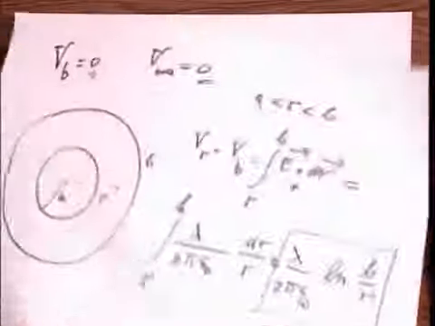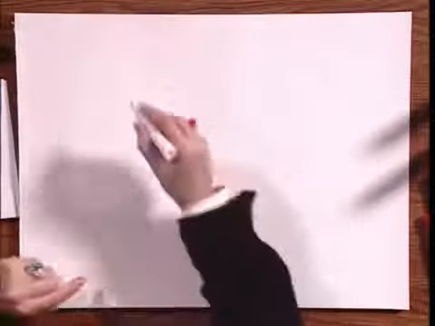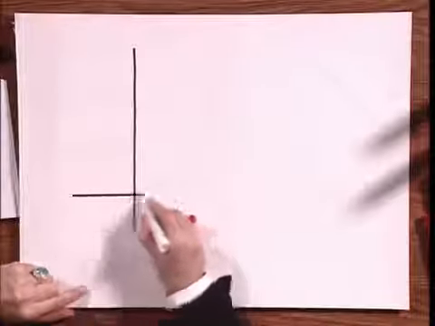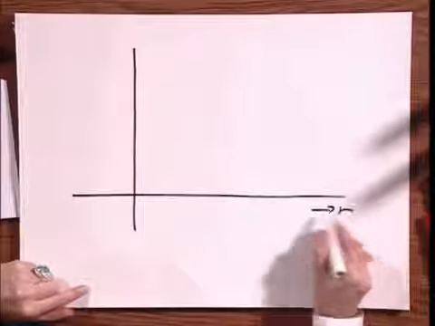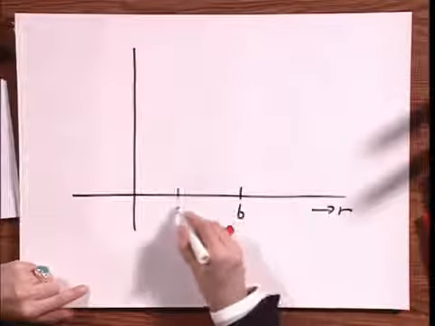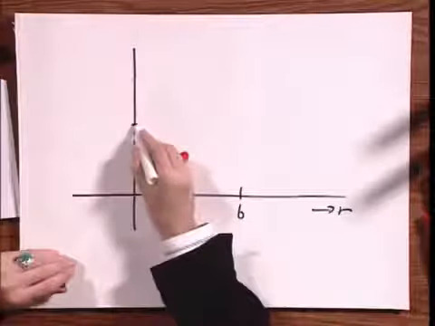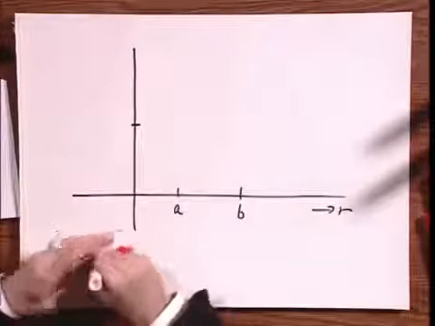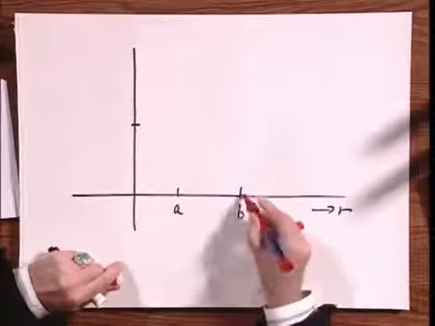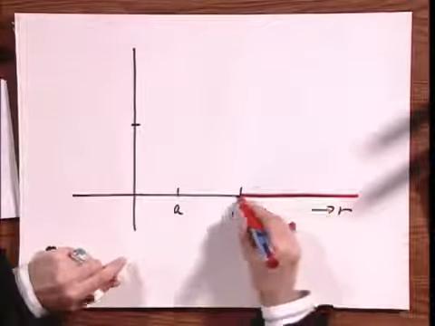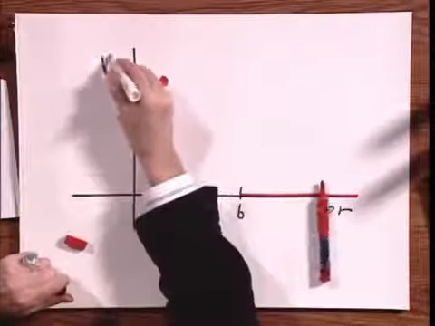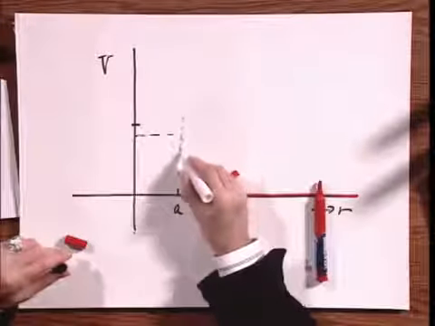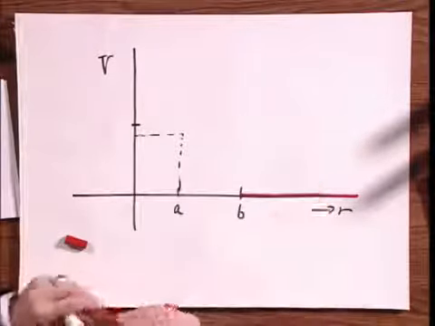And so I would like to make a drawing now of the potential as a function of r. Here is b. Here is a. Let's start at infinity. So right at infinity, all the way, the potential is 0. And then it will climb up to a certain value in this logarithmic fashion that we just calculated.